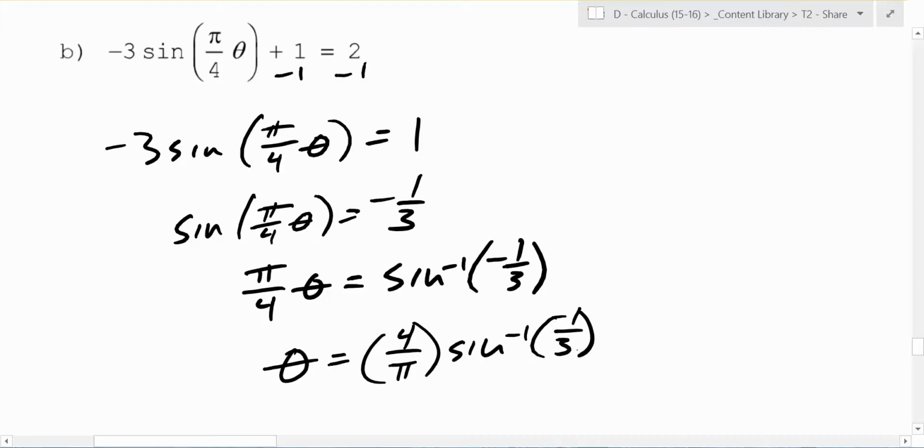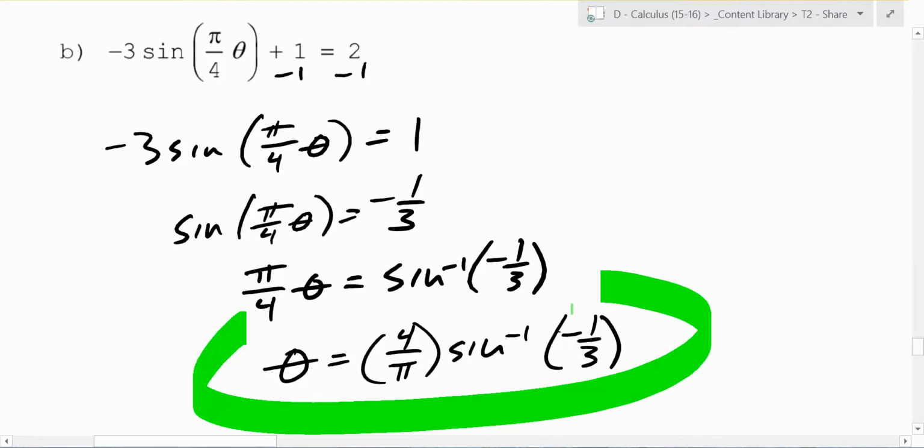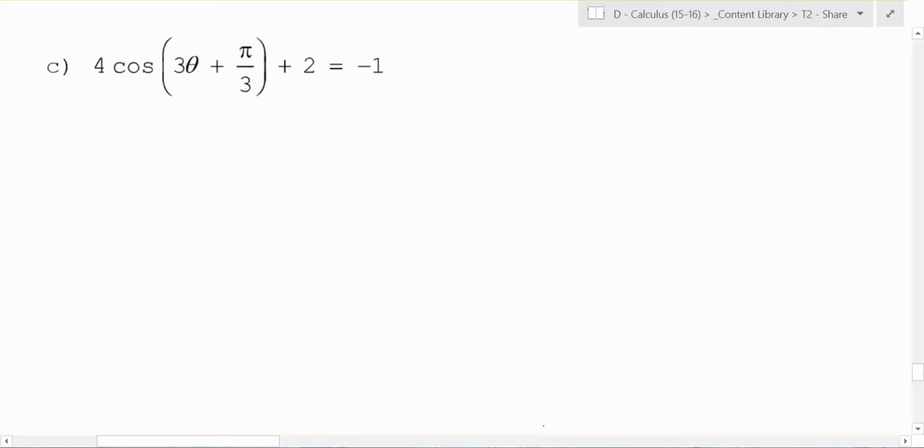Is that a trig value that you can memorize? Not really. So if I ever asked you for the decimal of this, what would you need? You would need a calculator to do that right there. But have you isolated theta? Have you isolated it? Absolutely. Yes.